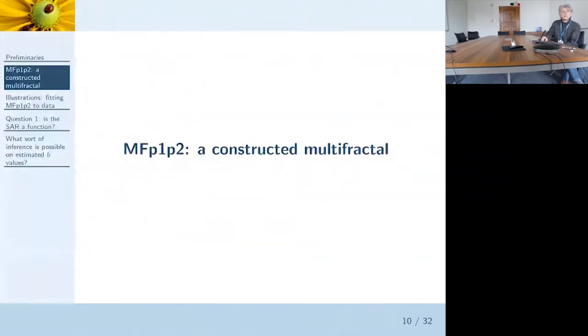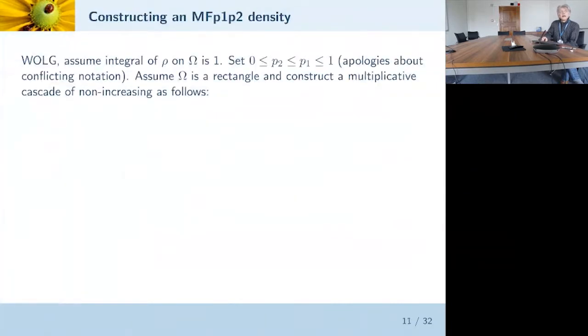D of q. Now here is MFP1P2, and we start with a density rho, which without loss of generality we can just set equal to 1 on omega. We have P1 and P2.